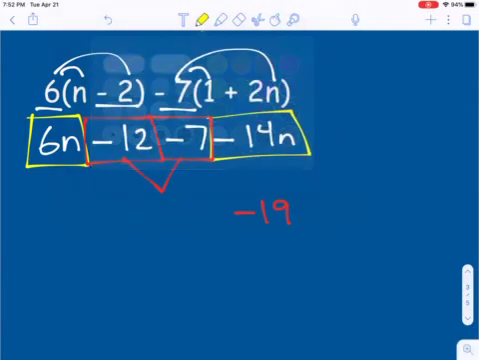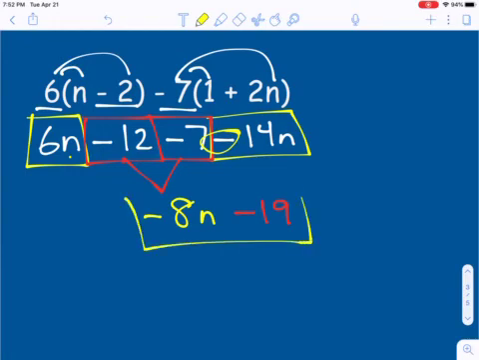And then for our yellow terms, you have positive 6n and negative 14n. The deal with that is if it's negative and it looks larger, like the absolute value of it is larger, you go 14 minus 6. That gives you 8n, and then you keep the negative sign because it was larger. So this is our finished answer.